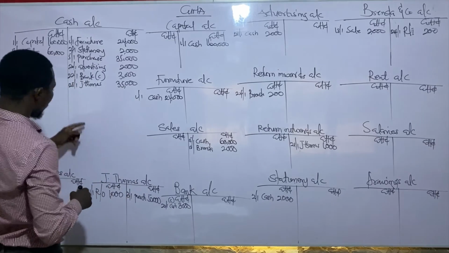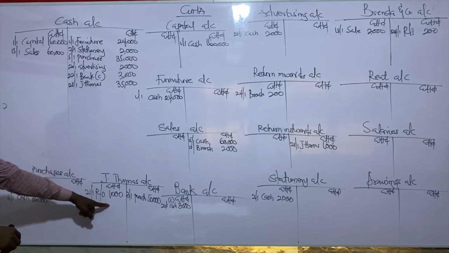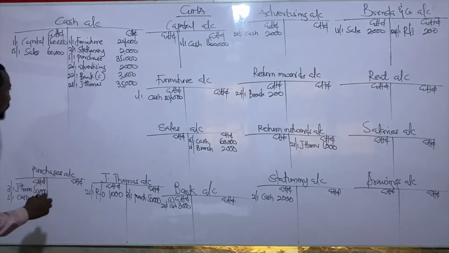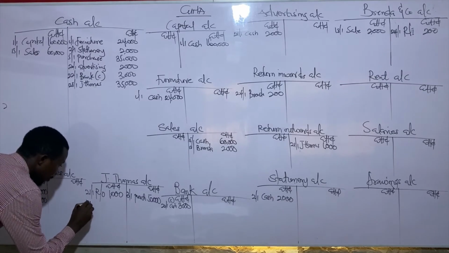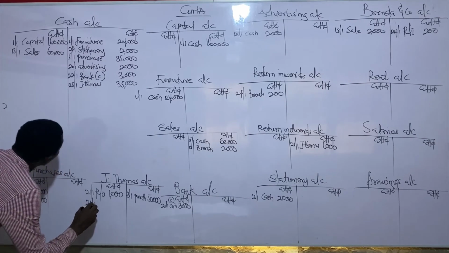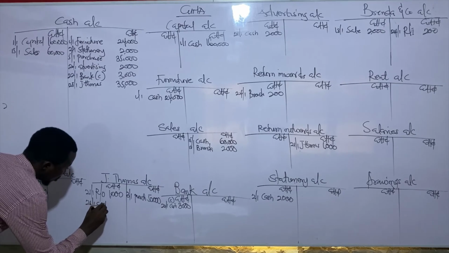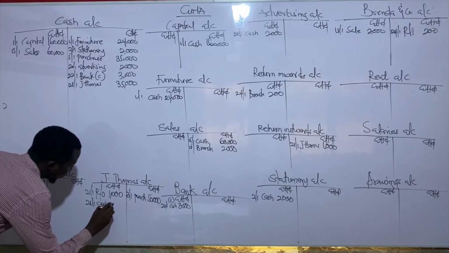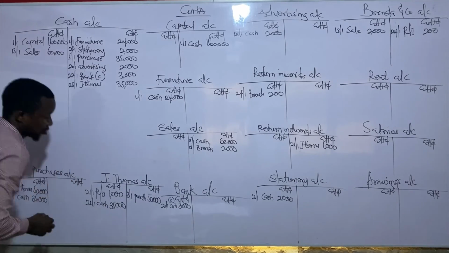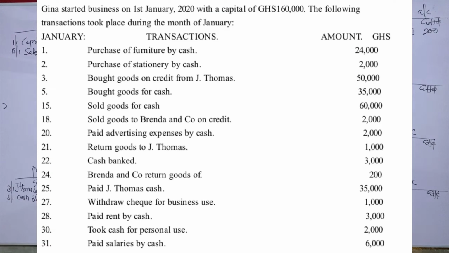So we come to J. Thomas account and debit it because J. Thomas is receiving the money. That was on the 25th of January. That was cash received of 35,000. Very good. The next transaction after 25th was 27th.